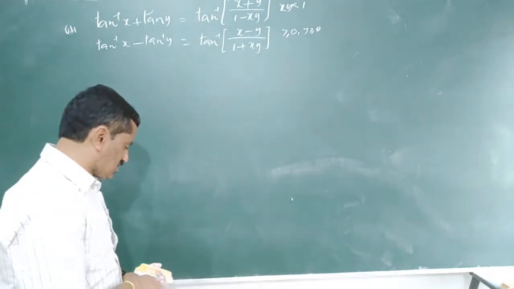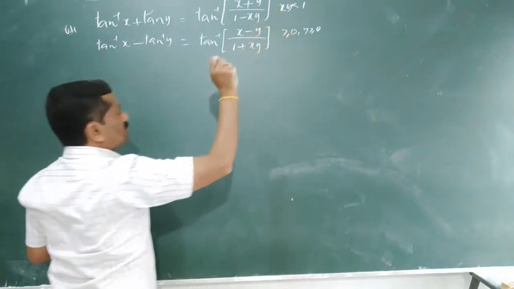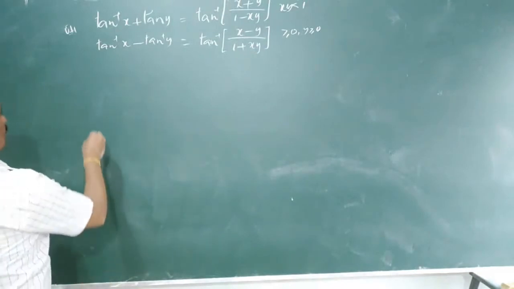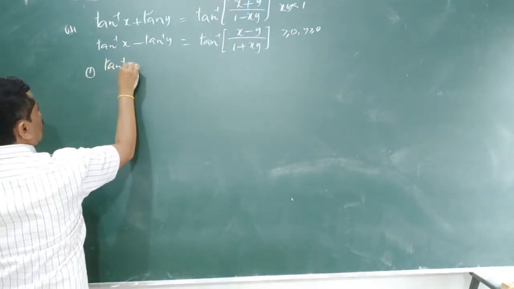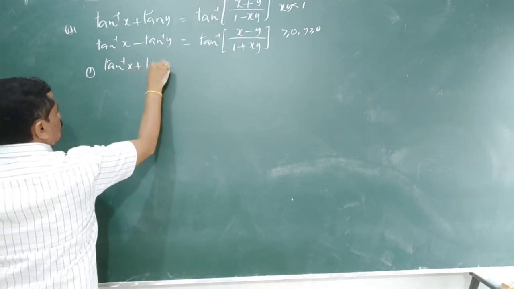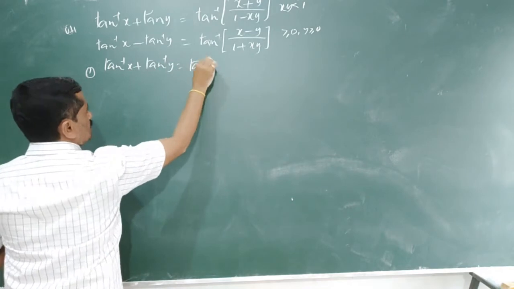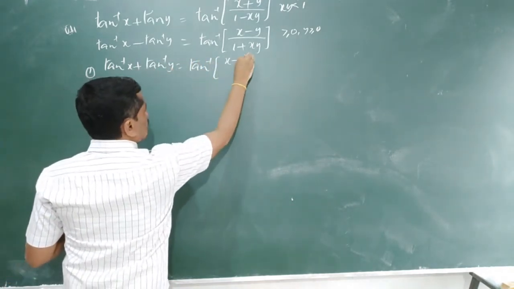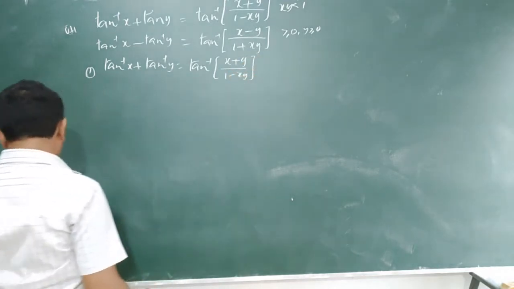Then how to prove this? So you must remember these conditions also. The value of xy must be less than 1. Here, first, tan inverse of x plus tan inverse of y is equal to tan inverse of (x plus y) whole divided by (1 minus x into y).